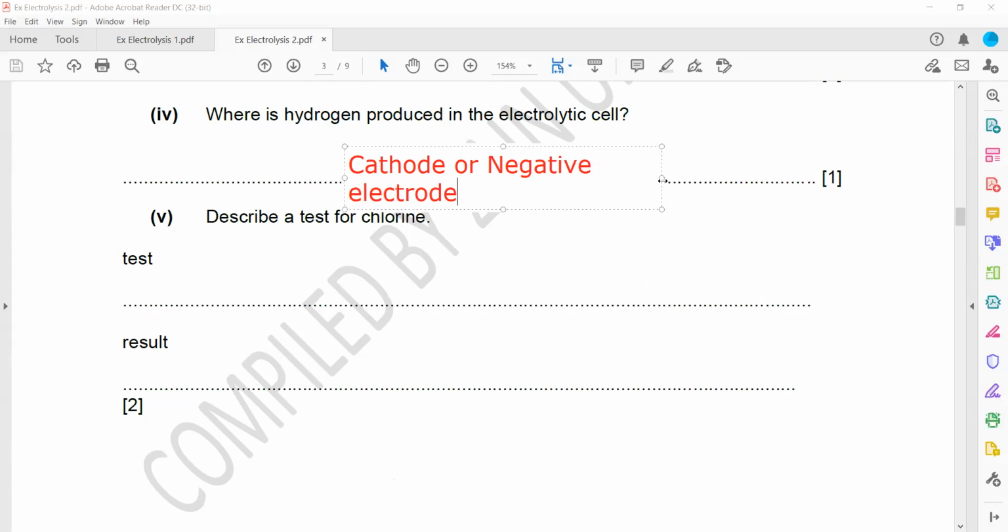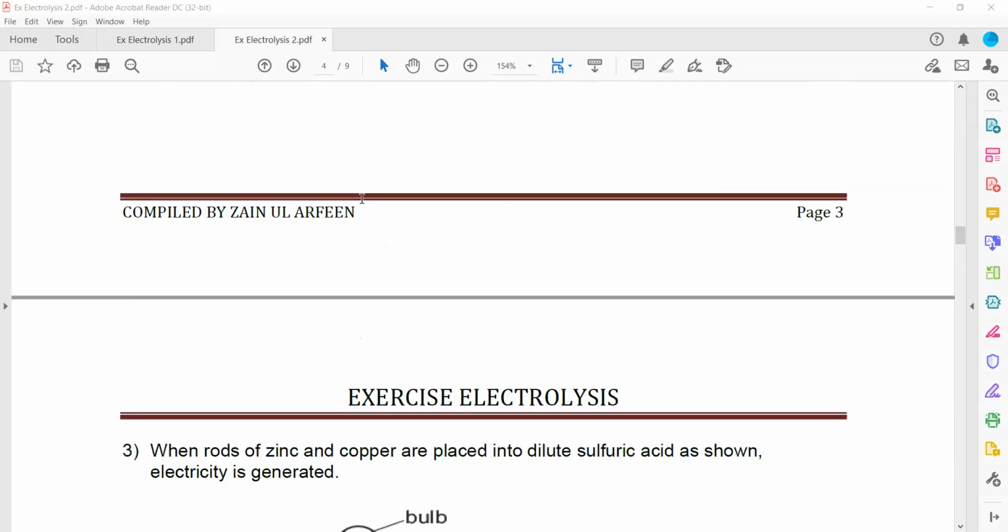Describe a test for chlorine. The tests for gases we will discuss at the end, meaning next week when we complete this topic, we'll discuss the tests for the gases. That's why we'll skip this part.